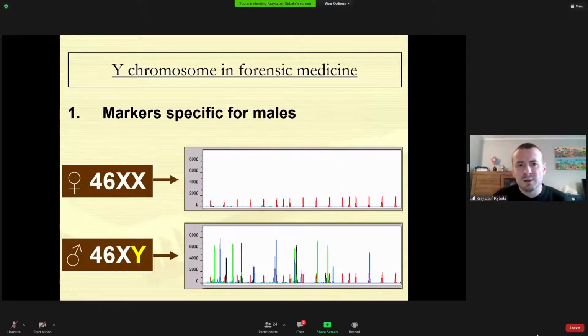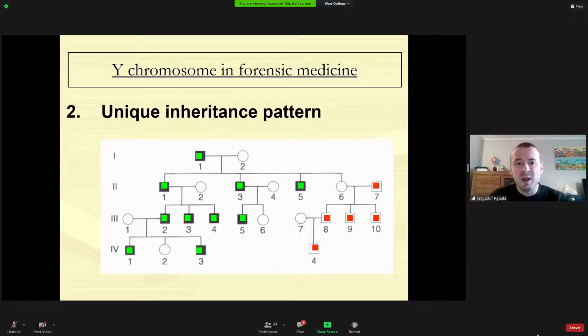Okay, you know that the Y chromosome, I told you this, sorry. So I will just remind you very briefly that the Y chromosome contains markers which are specific only to males. This can be used in forensic cases, especially when we have a mixture of DNA of a man and a woman, for example, in rape cases, when the perpetrator is a male and the victim is a female. The Y chromosome also shows a unique inheritance pattern because it is transferred paternally, which can be used in paternity testing when the putative father is not available for examination.